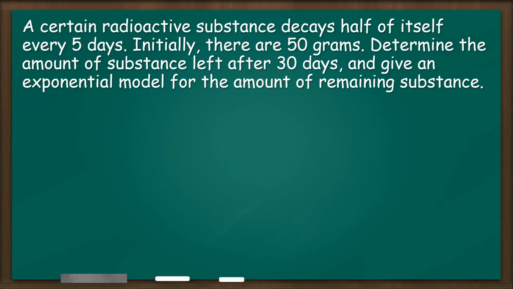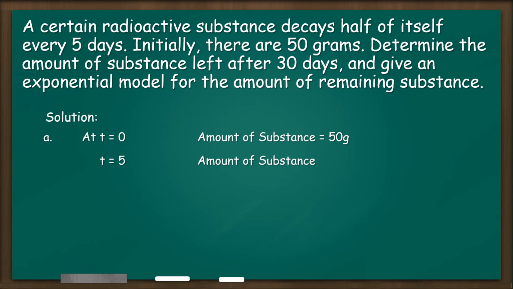Let's solve! At the initial amount of time, that is equal to 0, the amount of substance is equal to 50 grams. At time equal to 5, the amount of substance is equal to 50 multiplied by 1/2 raised to 5 all over 5, or simply 50 times 1/2 raised to 1, which is equal to 25 grams.